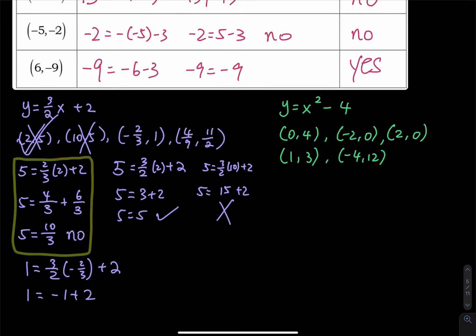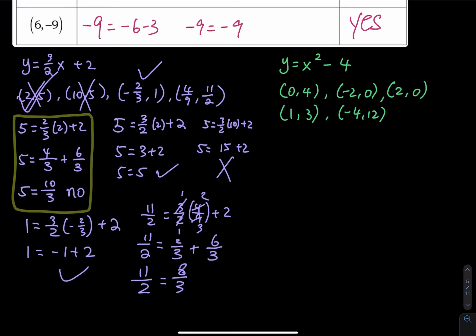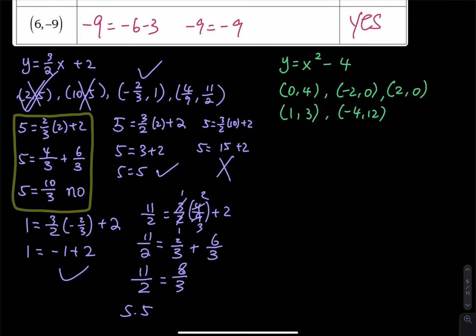And then 11 over 2 equals 3/2 times 4 over 9 plus 2. So we have 11 over 2 equals, so that will be a 1, 3, right? This will be a 1, 2. So we have 2/3 plus 2. So this will be a 3, this will be a 6, right? So this is 11 over 2 equals 8 over 3. So 11 over 2 is around 5.5. And then 8 over 3, that is not equal to 5.5, right? So 8 over 3 is around 2.7. So they are not equal. So this is a no.